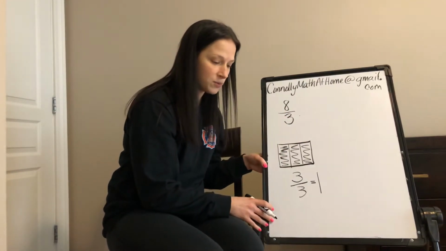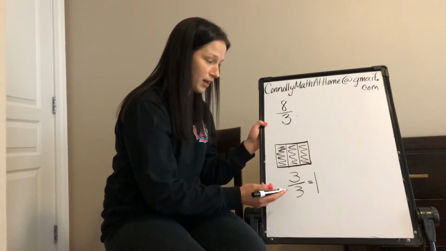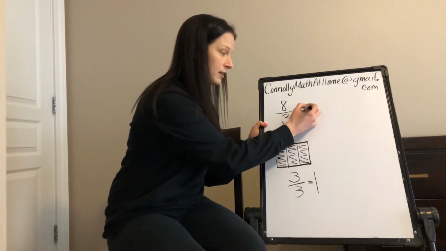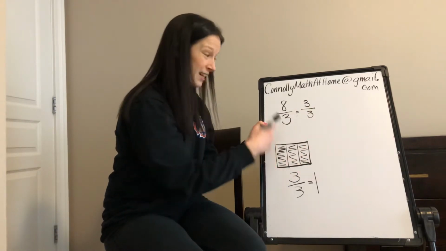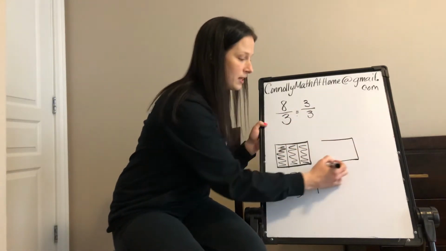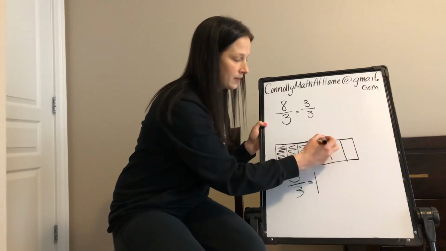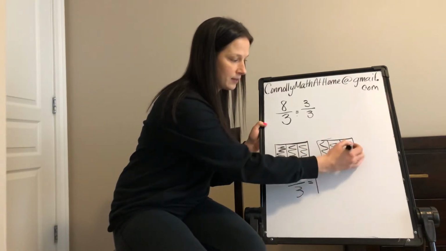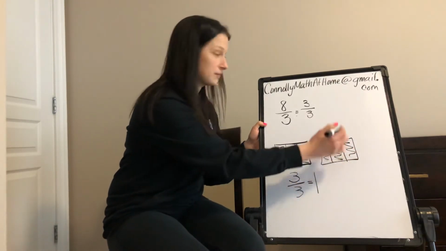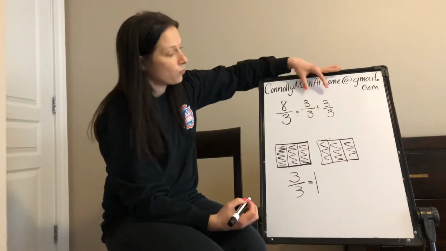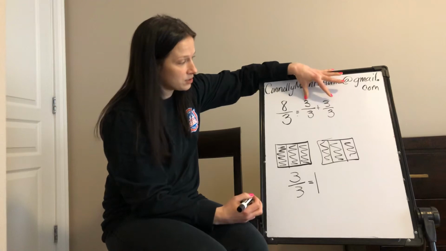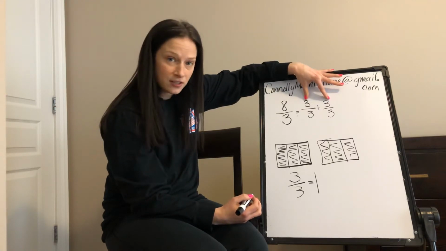So I'm going to show this with the area model. I'm going to write down what's going on. So far, I've shown 3/3, but I need to do 8/3. So let me do another 3/3. What we've shown so far is 3/3 plus 3/3, which is 6/3.